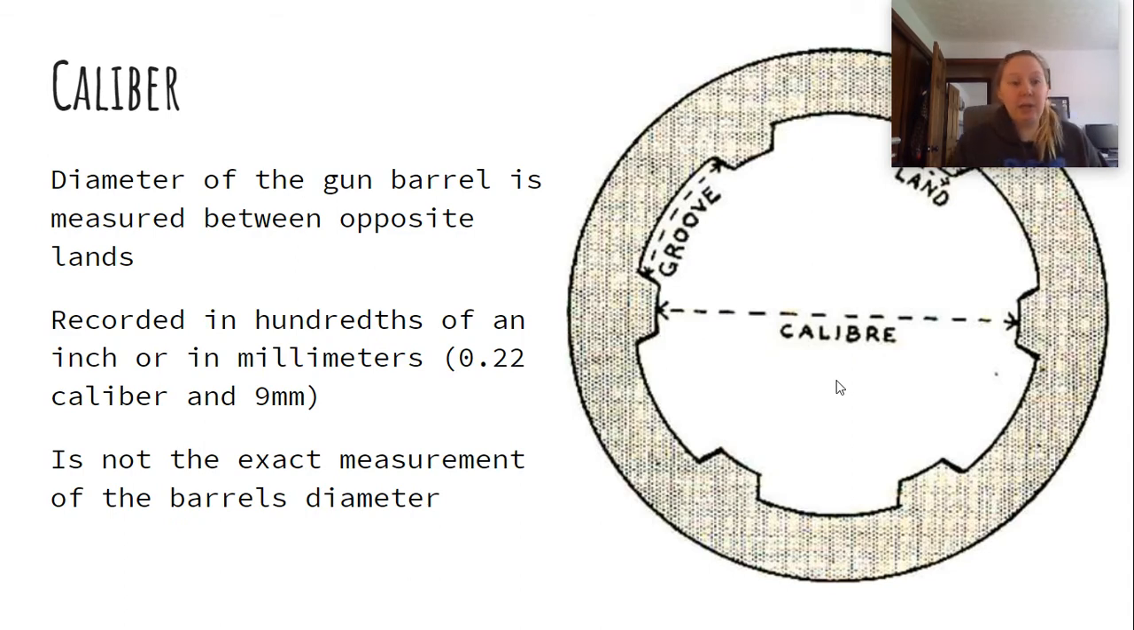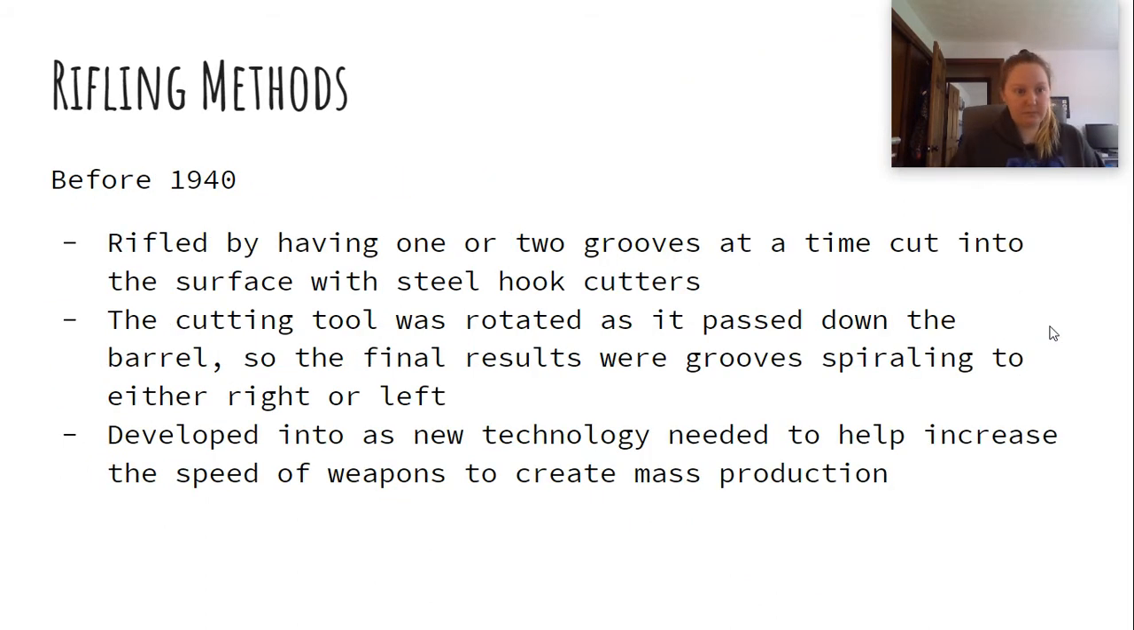Caliber is the diameter of the gun barrel, and it's measured between opposite lands. It is recorded in hundredths of an inch or in millimeters. So typically you hear a 22 caliber, which would be 0.22 of an inch, or a 9 millimeter. It's not an exact measurement of the diameter of the barrel, but rather just the distance between the lands. There are several different rifling methods.